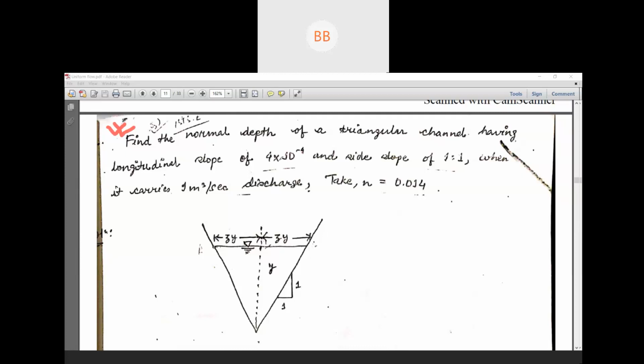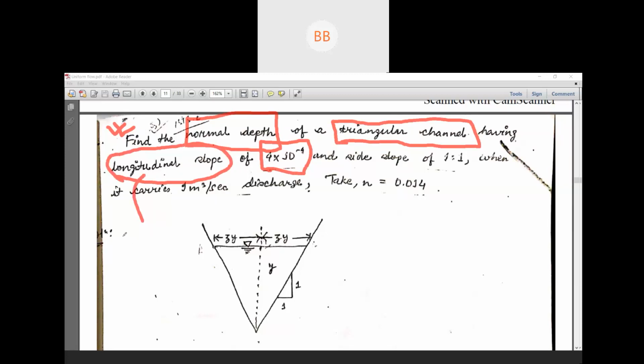So what is given, we need to find out the normal depth. Find the normal depth of a triangular channel. This time the channel is triangular, having longitudinal slope. See, longitudinal slope is nothing but your bed slope. Or you can also say it is S_B. Bed slope. Side slope is given 1:1.